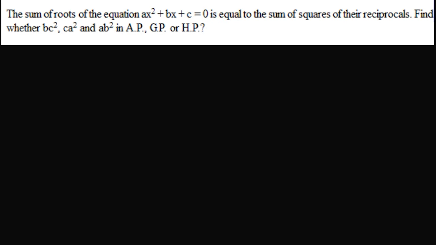Now the question is, if the sum of roots of the equation ax square plus bx plus c equals 0 is equal to the sum of squares of their reciprocals, then find whether bc square, ca square and ab square are in AP, GP or HP. Now what we are given is sum of roots. That means alpha plus beta is equal to the sum of squares of their reciprocals. That means 1 upon alpha square plus 1 upon beta square.